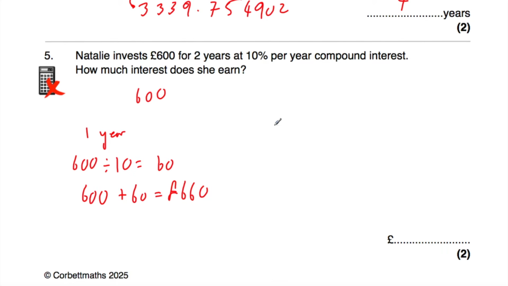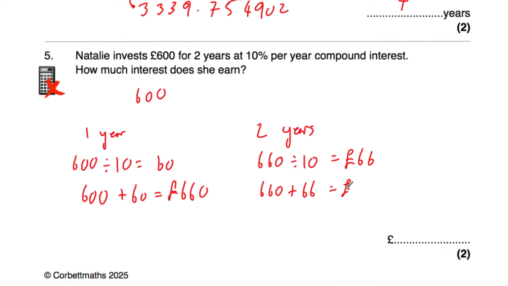Now after 2 years, we're going to increase that by 10%. So we're going to take £660 and divide it by 10, and that's equal to £66. So she earns a little bit more interest in that second year. And then if we do 660 plus £66, that's equal to £726. So that's how much money she would have in the bank after 2 years.